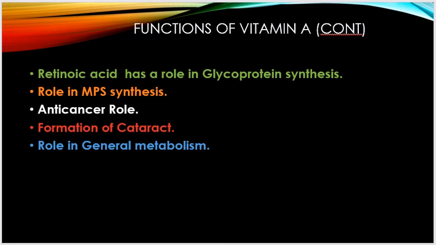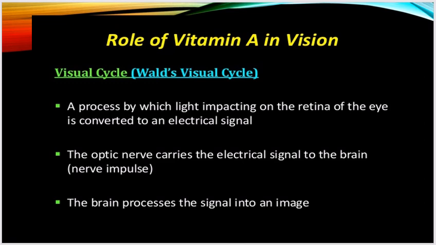And starting with the first function, the role of vitamin A in the vision. It has a vital role in the visual cycle, which is also known as the Wald's visual cycle. It is a process by which light impacting on the retina of the eye is converted to an electrical signal. The optic nerve carries the electrical signals to the brain in the form of a nerve impulse, and the brain processes the signals into an image.